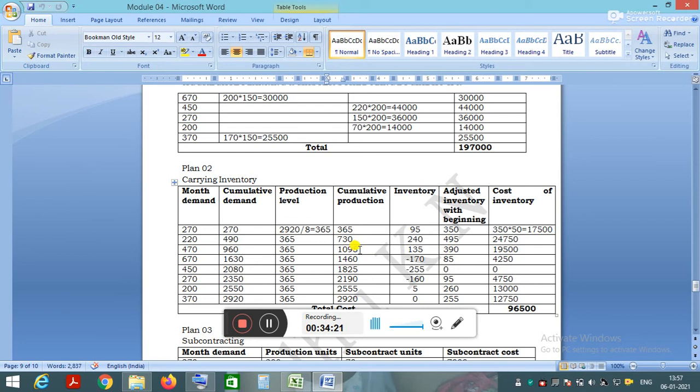If we produce 365 products more, the cumulative production available is 1460, but the cumulative demand is 1630. Therefore, we have a deficit of minus 170 products in our inventory. In the fifth month, we have a deficit of minus 255. In the sixth month, we have a deficit of minus 160. And again in the seventh month, we have extra products of 7, and at the end of the 8th month we have 0 products in the inventory.